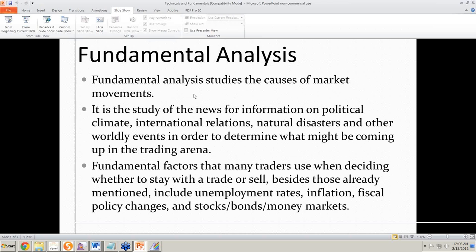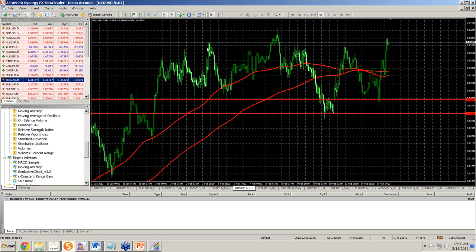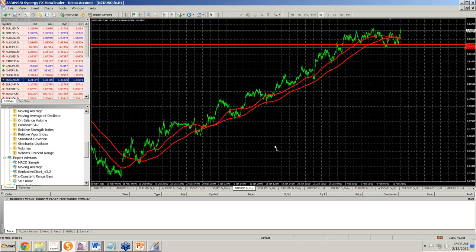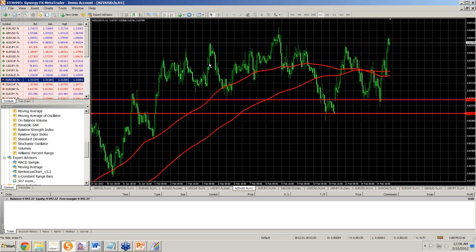Before we go into fundamental analysis, I want to open up some charts and take a look at some examples of technical analysis and what happens with that. This is a chart of the New Zealand dollar, and what we're looking at here is a 1-hour chart with the 100 and 200 period moving averages on the chart.